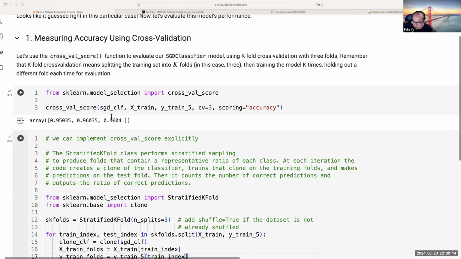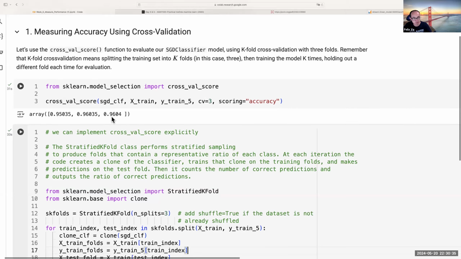If you actually want to find out the average of these 3 validation scores, you can just call numpy mean of this array. It gives you the average validation scores. So this average validation score can basically give you a very good approximation for the generalization error.